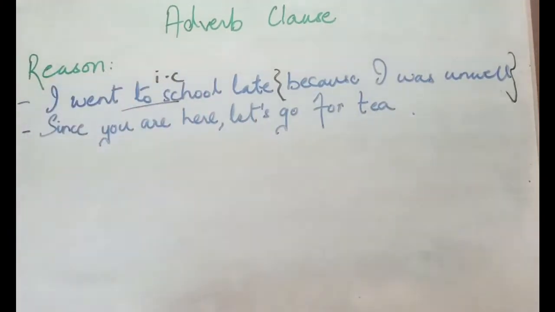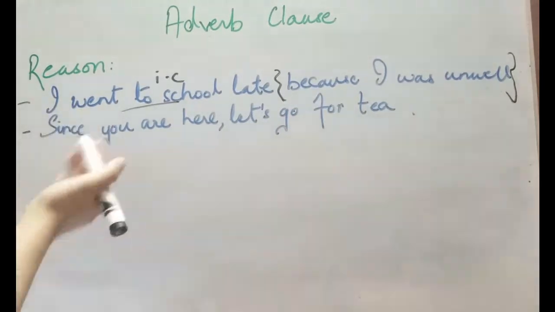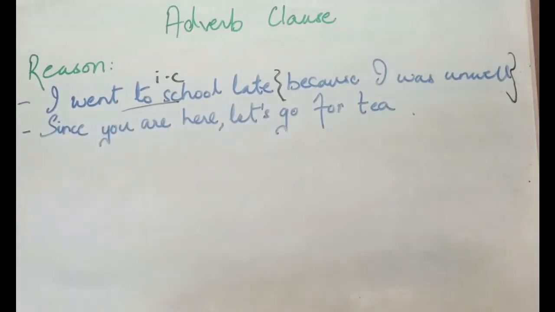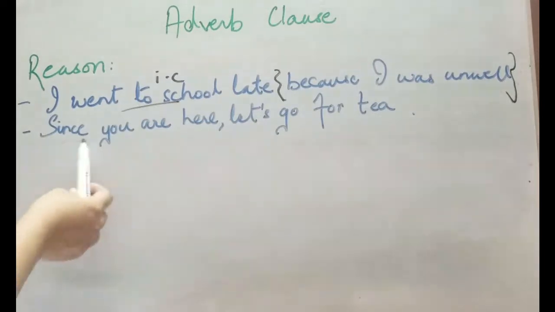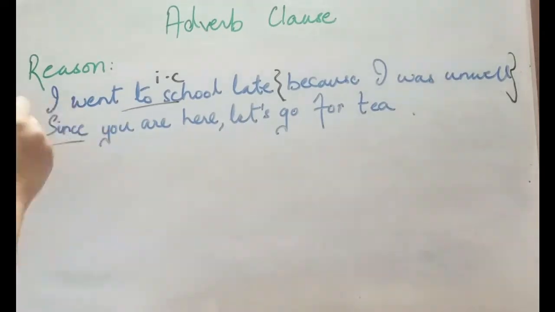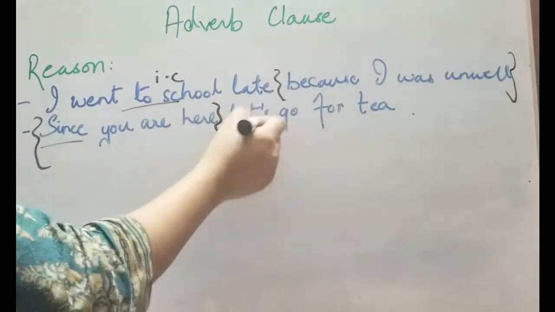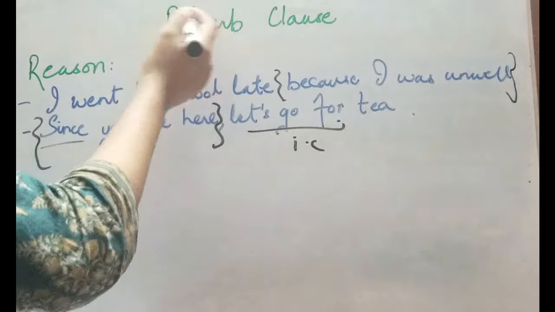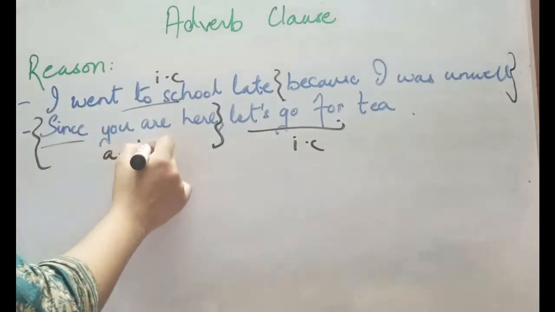So see, there is a reason. Why did I go to school late? Because I was unwell. Okay, the next one. Since you are here, let's go for tea. Native speakers usually use since in the beginning of a sentence. It can come in the second part, but mostly you will see native speakers starting with since. There is no valid reason why they use it in the beginning of a sentence. Anyway, since you are here, this is your adverb clause. Let's go for tea, this is your independent clause, right? So I hope the adverb clause category of reason is clear to you.